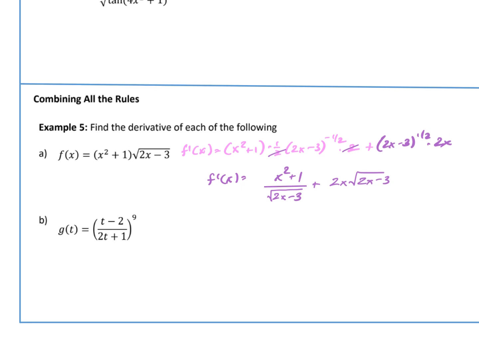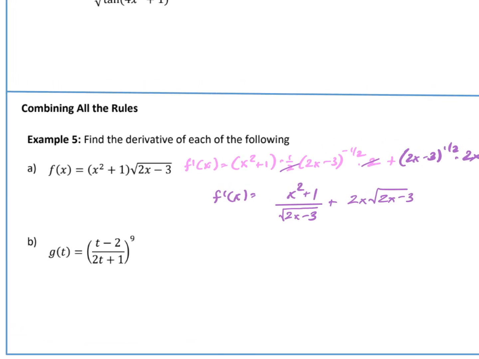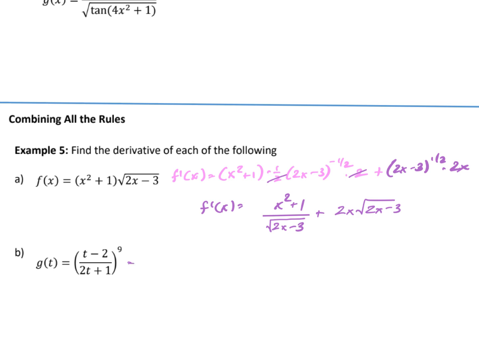All right, this one, we've got power rule and quotient rule. So it's going to be 9, rewrite it. I'm actually going to change this to x's. X minus 2, 2x plus 1, lower the power by 1 times the derivative of the inside. So now I have to do quotient rule. So it's going to be low, d high, minus high, d low, all over the bottom squared.